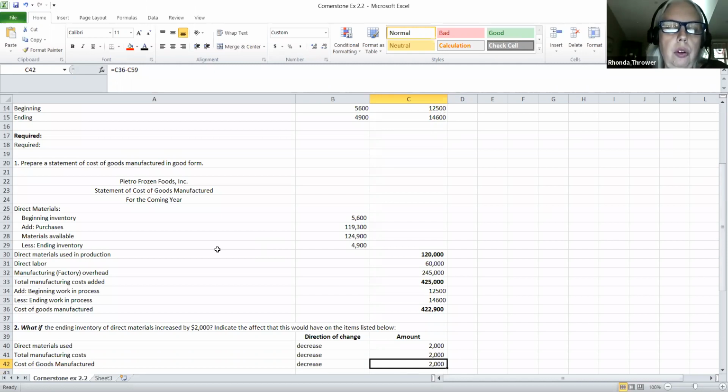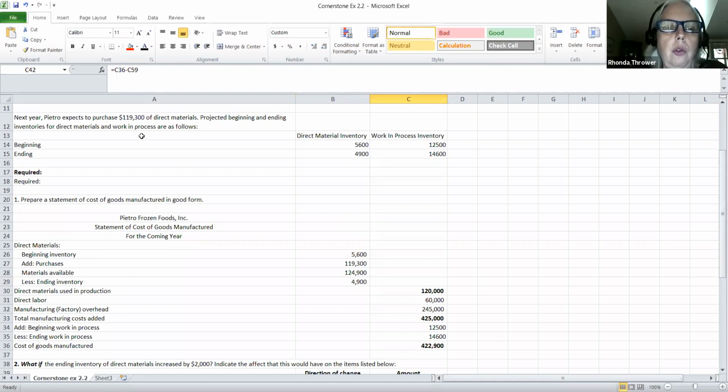Again, the only thing they wanted you to do in this problem is to prepare the statement of cost of goods manufactured. So what I want you to know is how to prepare this in good form as I've got it written on this Excel spreadsheet. You're going to start with your direct materials, your beginning inventory balance, which was given to you. To that, you're going to add the amount of purchases of materials that you made throughout the accounting period. That too was a given amount.